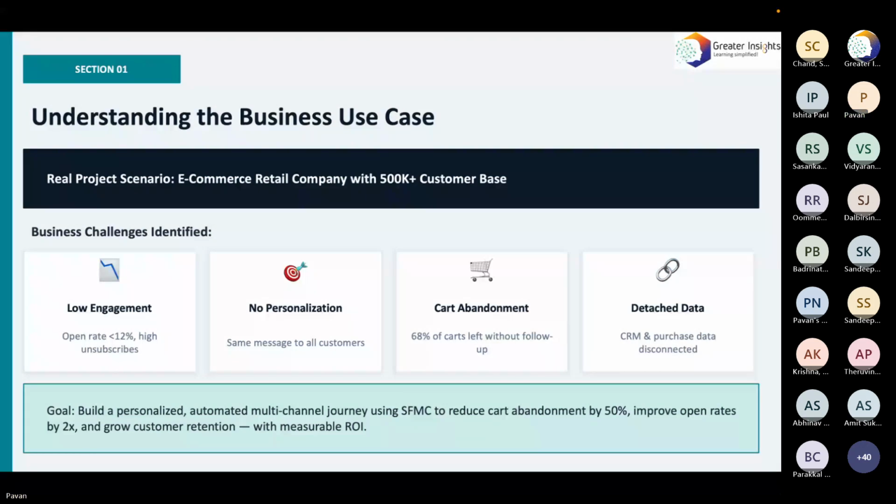So now we should make sure that these challenges were addressed and mitigated, and we build a very personalized, automated, multi-channel journey. Now, what does this mean? We understand what is personalization. We understand a journey in SFMC. Now, multi-channel, automated multi-channel. Let's discuss this word.